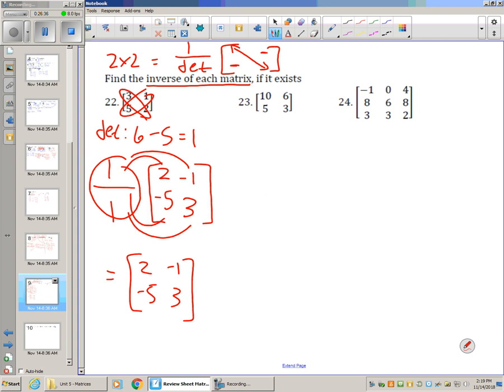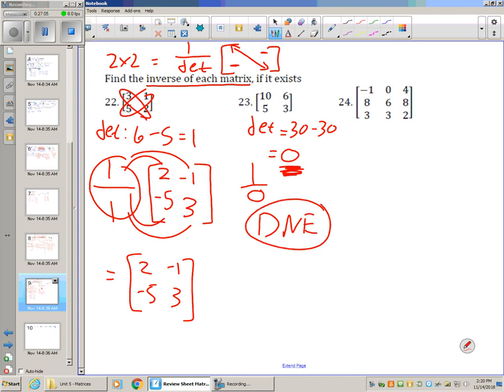For 23, let's do that. So if I take the determinant, 10 times 3 is 30, subtract 5 times 6 is 30. In this case, it equals 0. Remember what happens. If our determinant is ever equal to 0, think about how the formula is going to work. That's 1 over 0, which doesn't work. If you ever have a determinant of 0, we have no inverse. It does not exist.